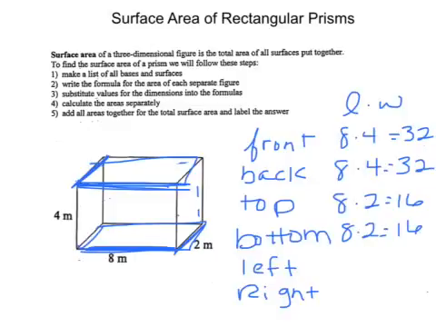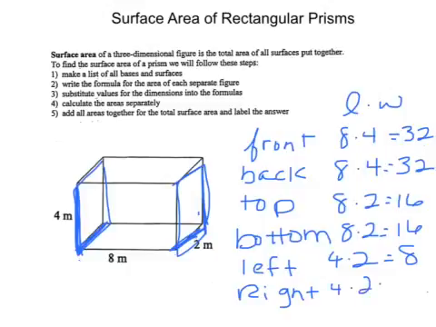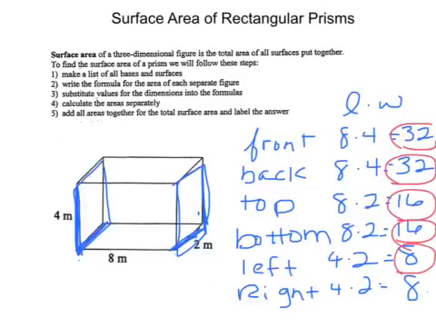And then the last two that we're going to look at is the two on the sides, the left and the right rectangles. So again, we've got our left rectangle, which is this one right here. It has a width of 4 and a length of 2, so 4 times 2, which is 8. And the right one, which would also be 2 and 4, so 4 times 2, which equals 8. So now that we have these, we've got 32, 32, 16, 16, 8, and 8.